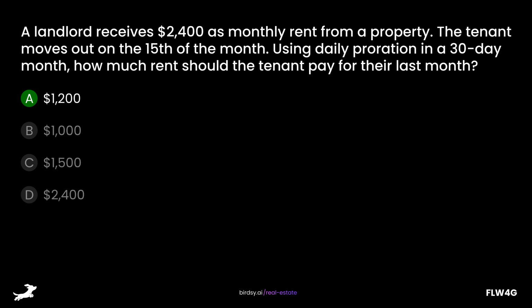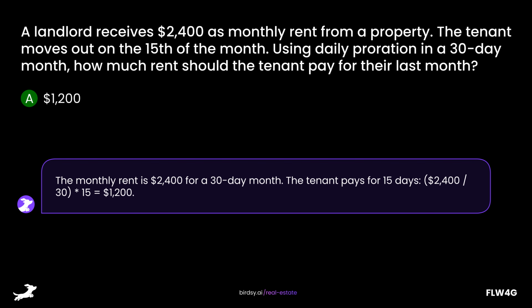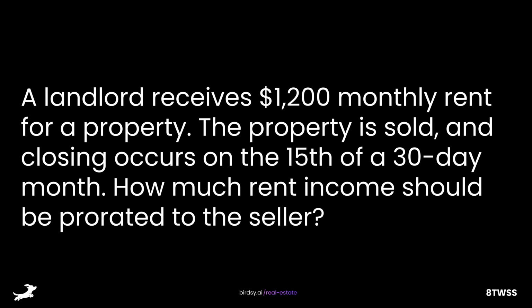$1,200. The monthly rent is $2,400 for a 30-day month. The tenant pays for 15 days. $2,400 divided by 30 days equals $80 per day. Multiply $80 by 15 days, which equals $1,200. A landlord receives $1,200 monthly rent for a property.